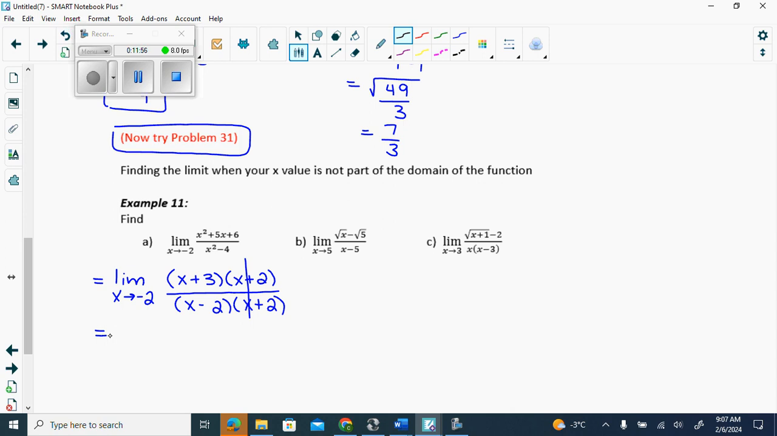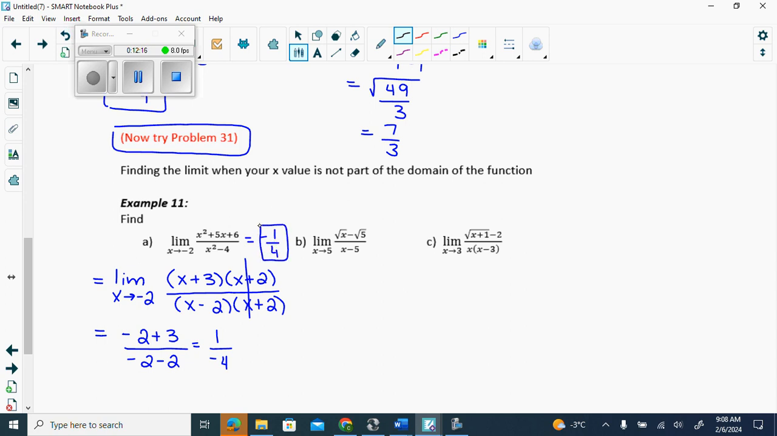So this graph isn't continuous, right? If we can't do direct substitution for that value, it's not continuous at that value. So now we can plug it in. We go -2 plus 3 over -2 minus 2, and we get 1 over -4. We can go up here and we can say -1/4.